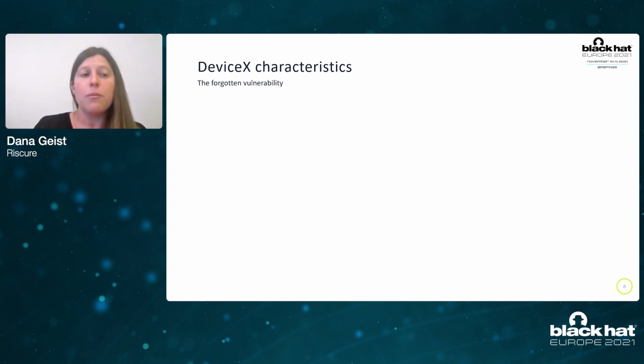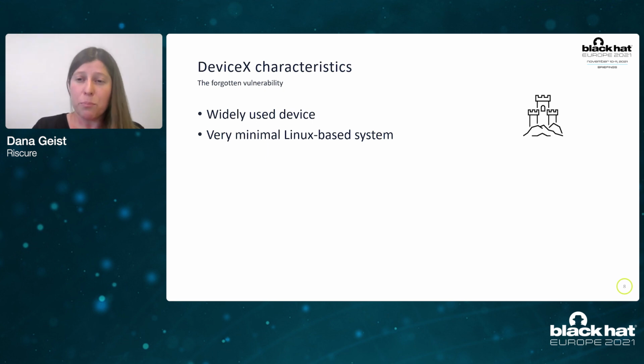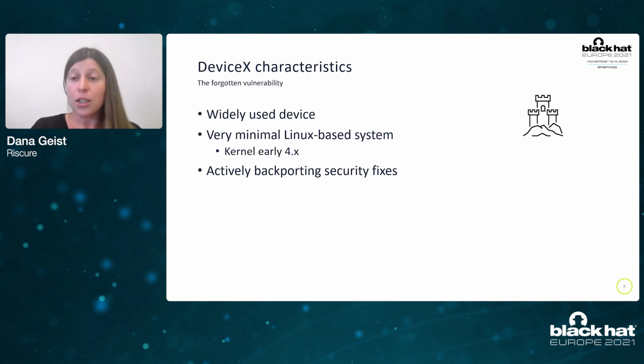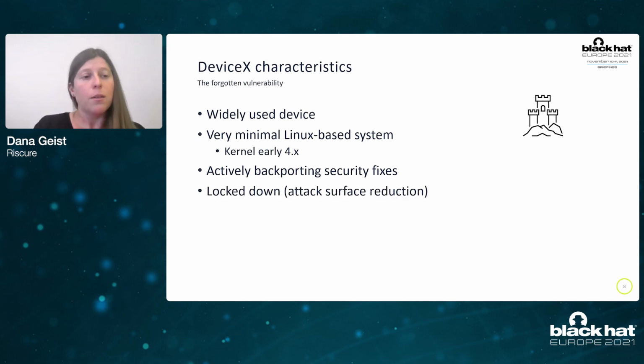So just to give you a little bit of background on the device, this is a broadly used device that's probably in millions of households. It had a pretty trimmed down version of Linux that was based on kernel 4.x. And as far as we could see, they were actively backporting all the security fixes, or at least most of them. The most important characteristic of this device is that it was completely locked down.